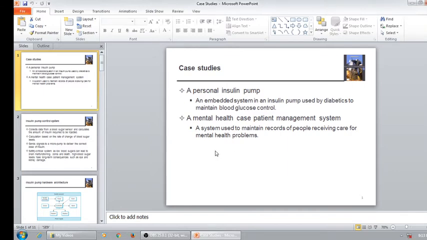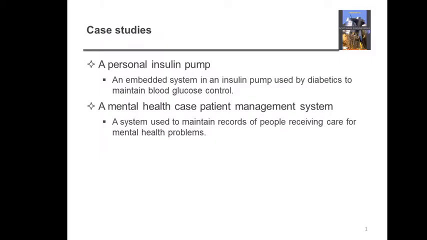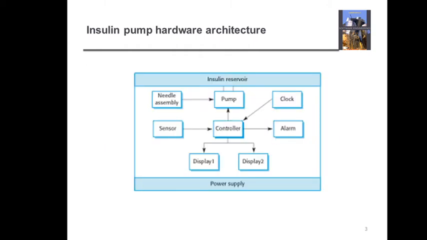Here we'll be discussing two case studies. The first one is an insulin pump control system, and the second one is a mental health care patient management system. So what are these two? The first one, insulin pump control system, is, you can say, an embedded system.